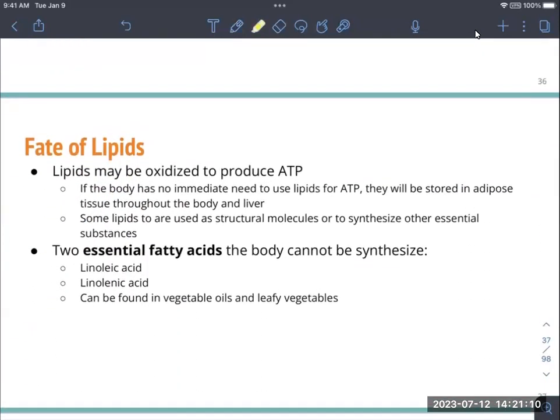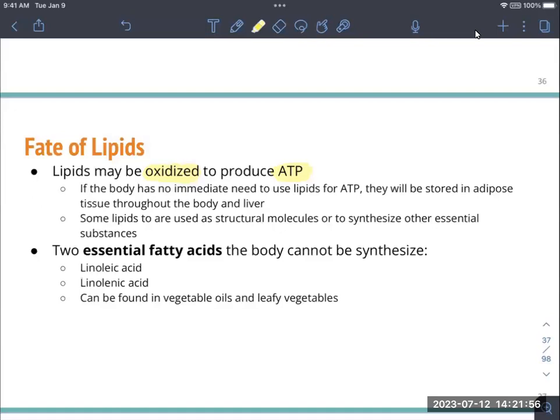But our lipids can also be oxidized to make ATP. We get a lot more ATP from lipids than we do technically from glucose. It just consumes a lot more ATP and it takes longer for it to happen. So if your body doesn't have that need to use lipids for ATP, they get stored around the body. If it is needed, what will happen is we will break down those lipid molecules to make ATP.